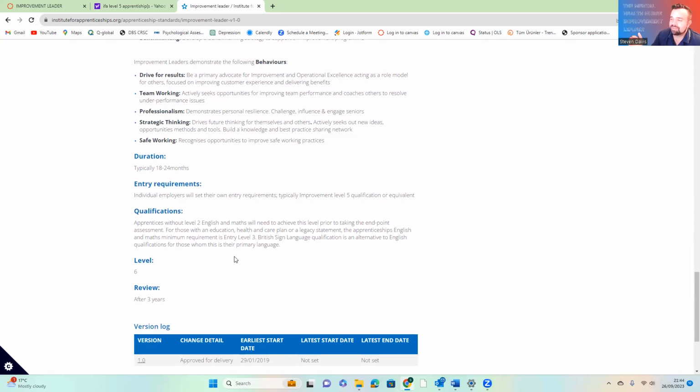Typically, you should have a level 5 qualification or equivalent, but it's only a recommendation. Individual employers will set their own entrance requirements, but it does normally involve that. And what we tend to say is, if you haven't got that qualification, you definitely should be working at that level, so you should be working as a manager of some kind, because ultimately your employer put you on this program because they want to benefit from this.